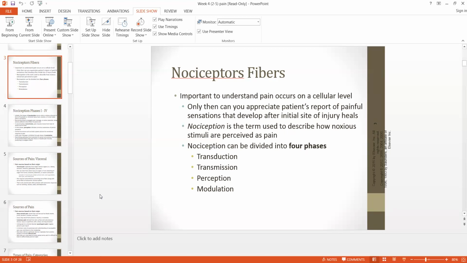But there are these 4 phases, and when we look at these 4 phases, this is where we see how we can interrupt pain from being perceived in the central nervous system and the peripheral, stop the peripheral nerve transmission to the central nervous system. If we can stop that, then perhaps the person isn't going to feel pain. That's what our goal is. So transduction, transmission, perception, and then the modulation part of this.